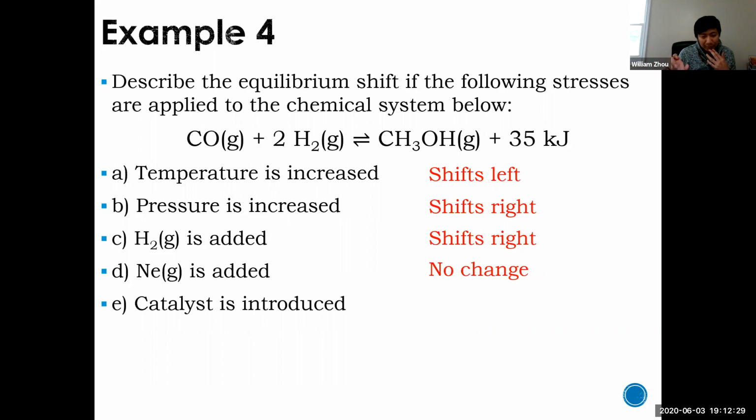Remember, a catalyst increases the rate of reaction equally forward and reverse. You see what I mean? Anyone? No change. The answer is no change. That's correct. If you increase the forward rate and then you increase the reverse rate, all you do is make the products and reactants faster. But nobody's winning. It's like an arms race.